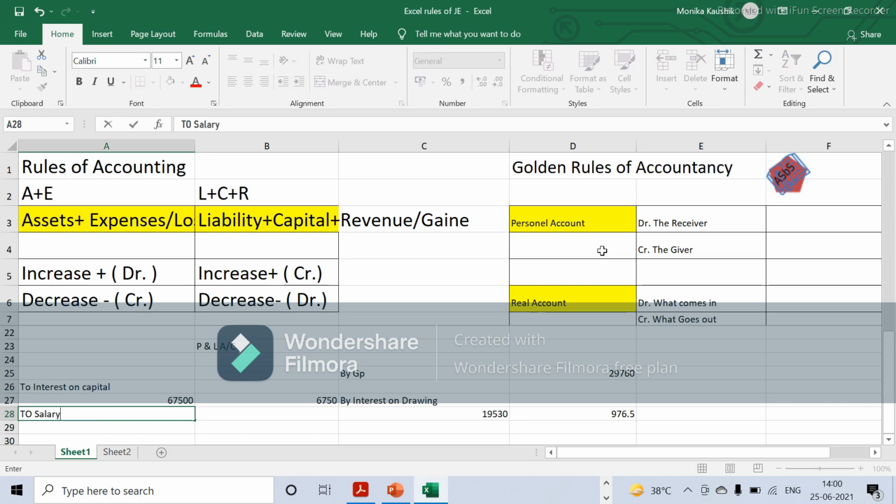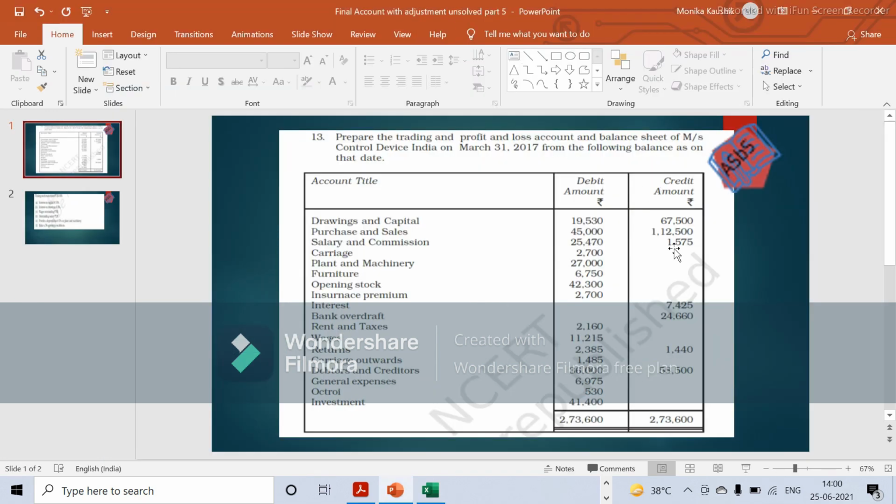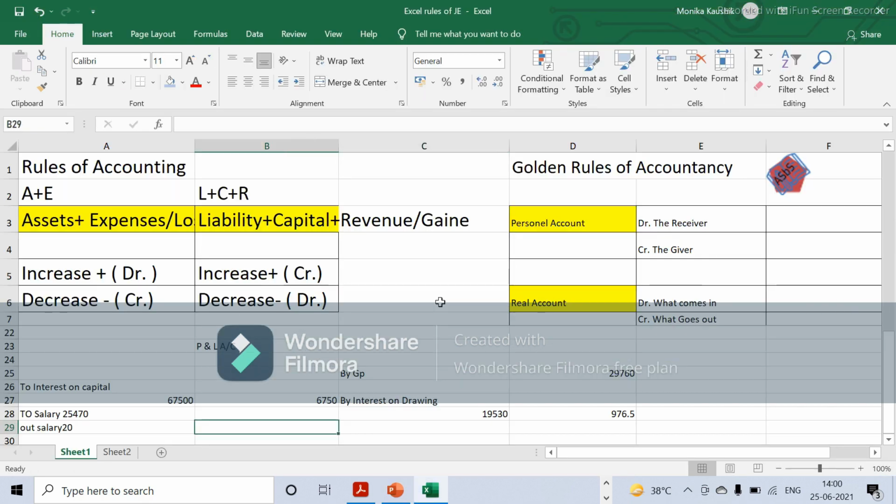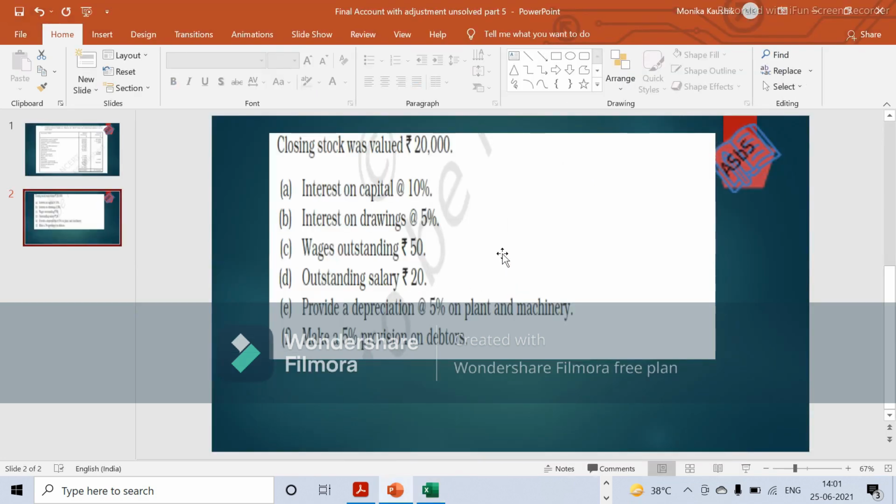To salary, 25470, and outstanding salary is, I guess, 20 rupees only. Salary is 25470 and outstanding salary is 20 rupees. 20 rupees he has not yet been paid. So we will add both. 25490, right? 25490 is my total salary of this accounting period.